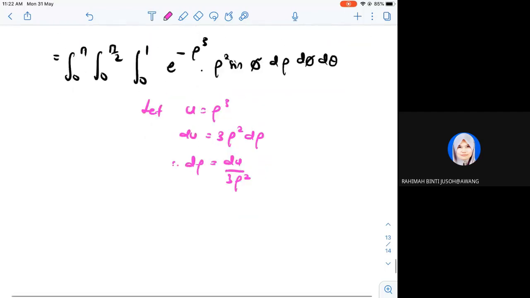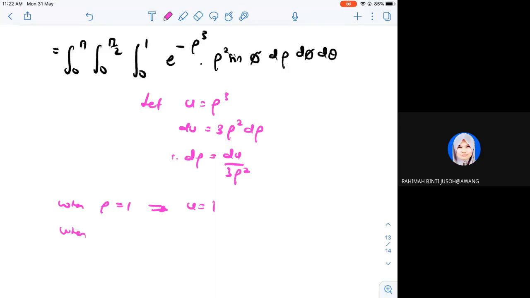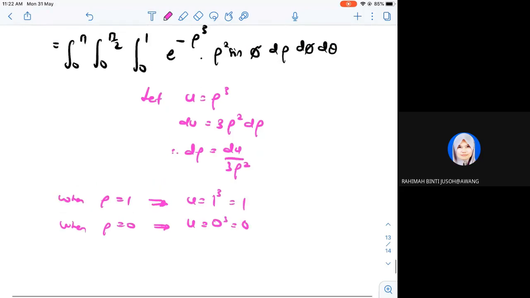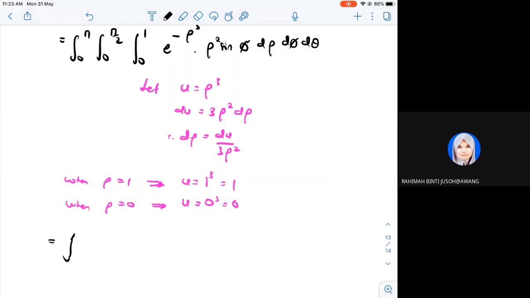So now we need to change the limit. When rho equals to 1, we have u equals to 1 cube, so also equals to 1. And then when rho equals to 0, again u equals to 0 cube, so 0. It does not change. So 1 cube equals to 1, 0 cube equals to 0. Alright, so now let us substitute into our integration. 0 until pi, 0 until pi over 2, 0 until 1 is maintained because it does not change.